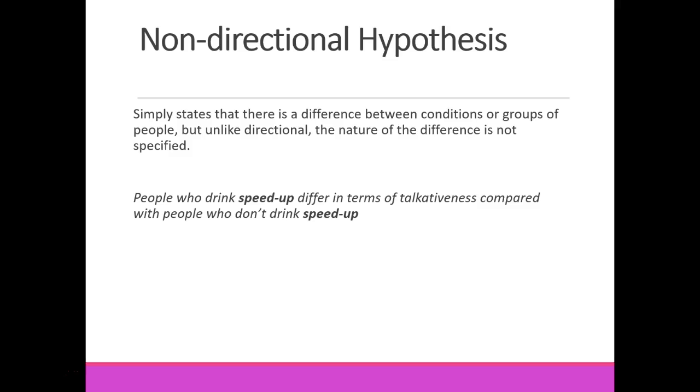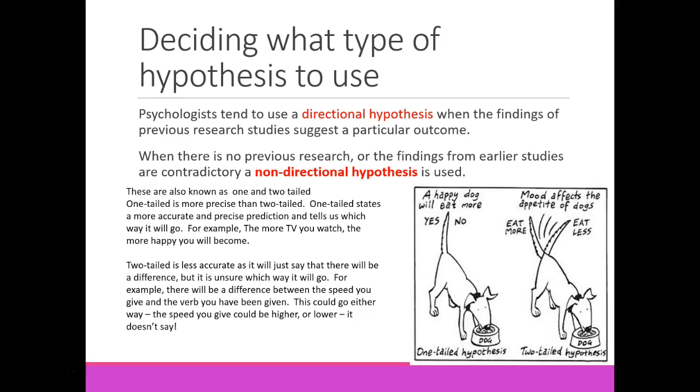The other type is a non-directional hypothesis. This is when we simply think there's going to be a difference between our two groups, our two conditions. So for example, people who drink speed up differ in terms of talkativeness compared to people who don't drink speed up. So we think there's going to be a difference between the two.